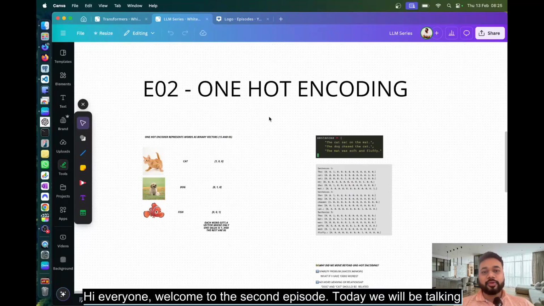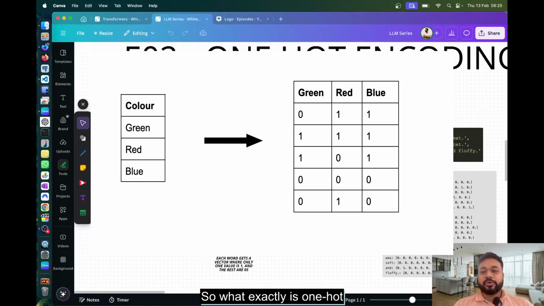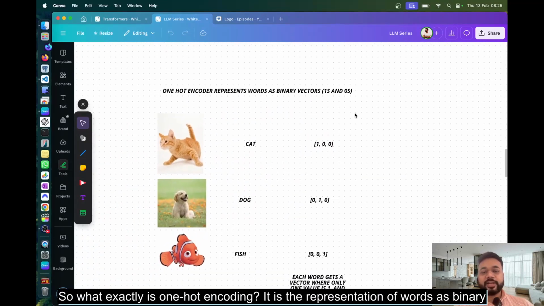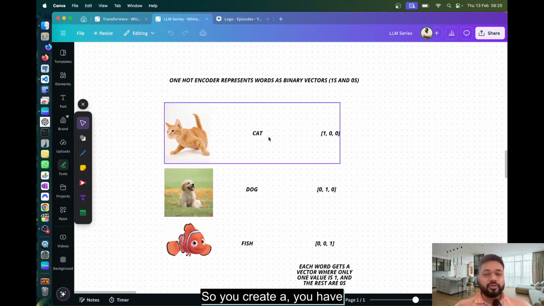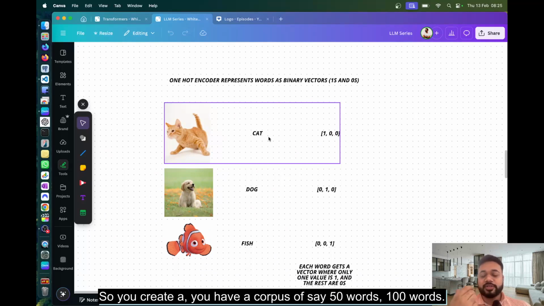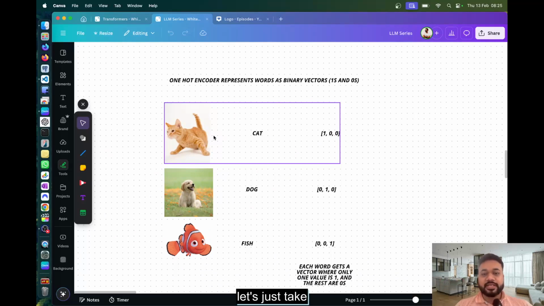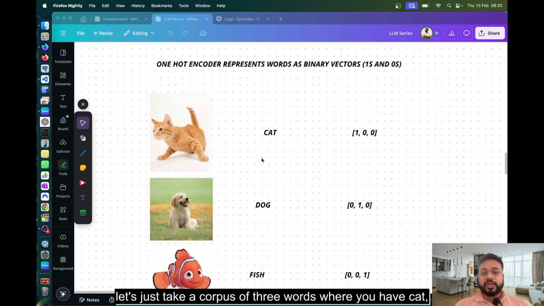Today we will be talking about one-hot encoding. So what exactly is one-hot encoding? It is the representation of words as binary vectors. So you have a corpus of say 50 words, 100 words. For the sake of simplicity, let's just take a corpus of 3 words where you have cat, dog, and fish.